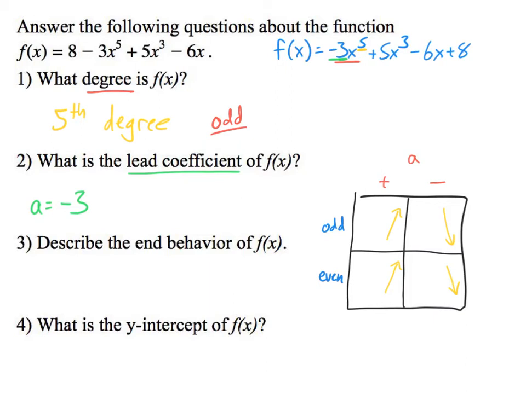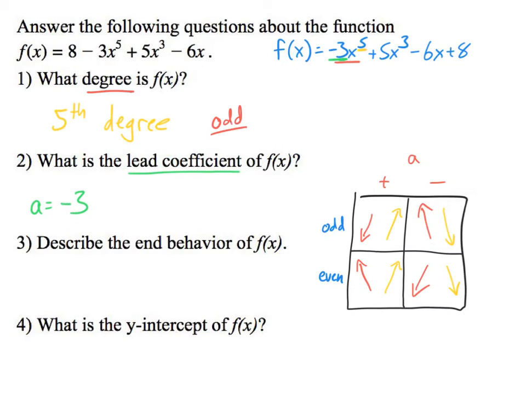Now odd or even tells us the left side of the graph. If it's odd degree, it's going to go the opposite of the right side. So since it's going up on the right, it's going to go down on the left. Since it's going down on the right, it's going to go up on the left. So as you can see here, with odd, they're going opposite directions. What even means is they're going to go the same direction. So for an even, since it's going up on the right, it's going to go up on the left. Since it's going down on the right, it's going to go down on the left. So this is a little legend to know end behavior dealing with the odd or even and the sign. This will help us understand this one.